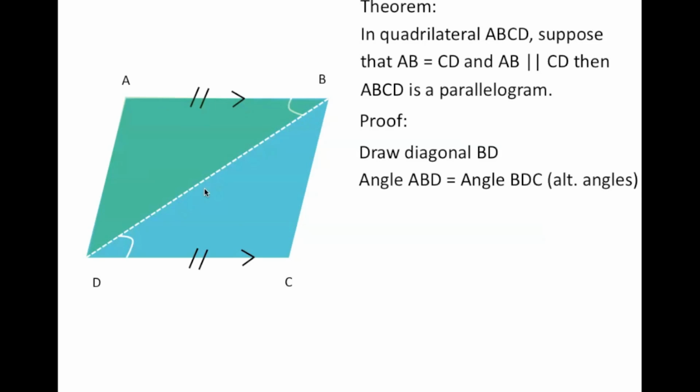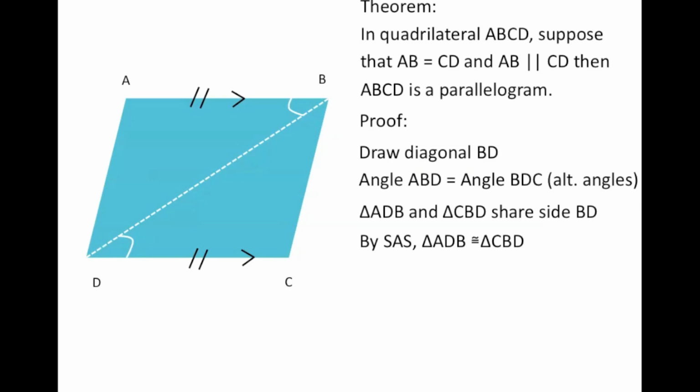This equal side, this angle, and this side. So that means we have a side angle side. Because of that, since we have a side angle side, that means ADB is congruent to CBD.